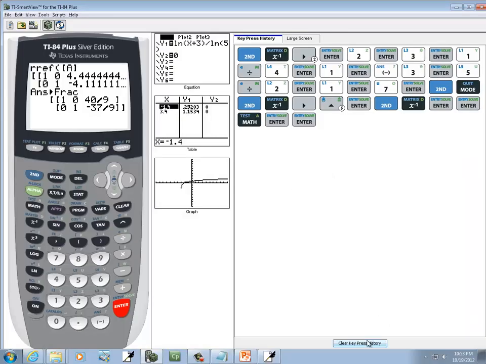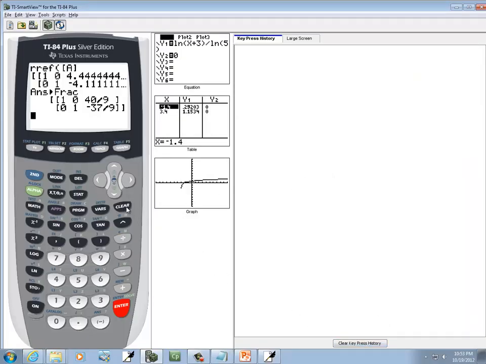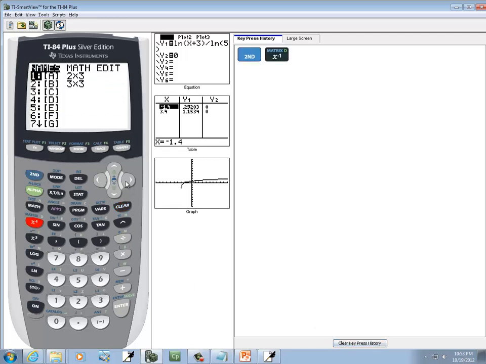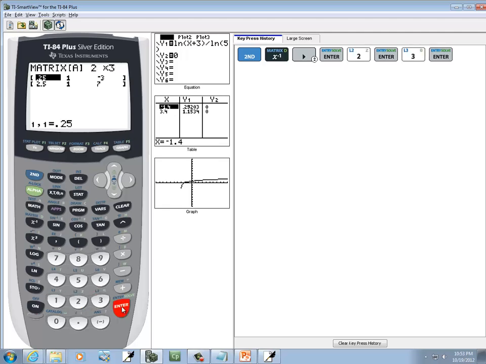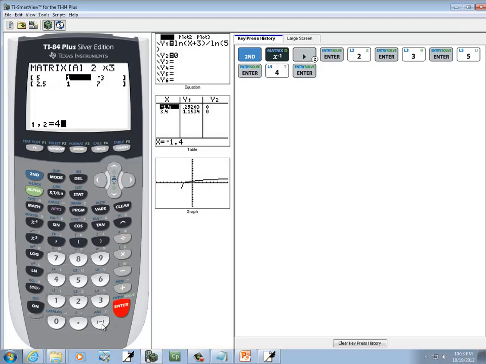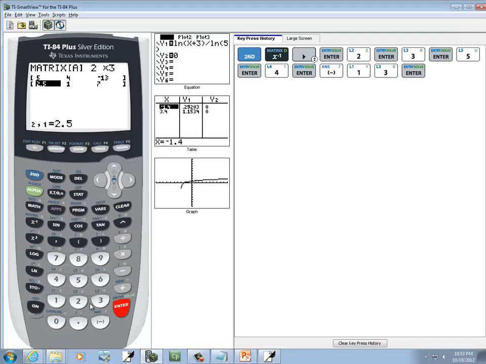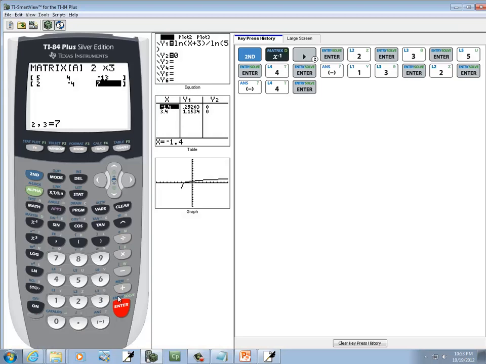Let's go input this into our calculator. So we'll do second, x and negative 1. We're going to right arrow over to edit, do enter on A. Size of our matrix is 2 by 3, so I do 2 enter, 3 enter. And we got 5 enter, 4 enter, negative 13 enter. 2 enter, negative 4 enter, and 6 enter.